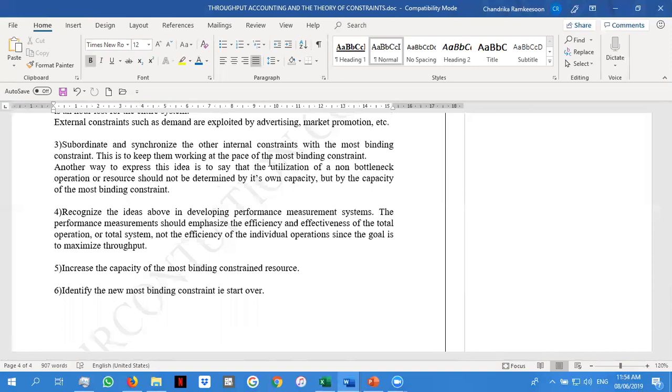How do we increase the capacity of the most constrained, the binding resource? Clearly, we need to do something about it. The company cannot continue like this, because total output of the company can be greatly increased if we can do something about the binding resource, the binding constraint.